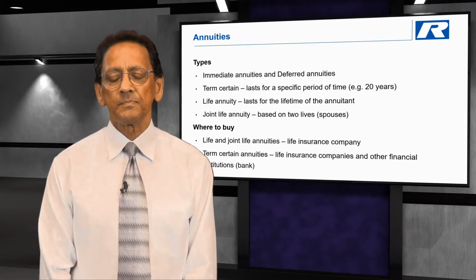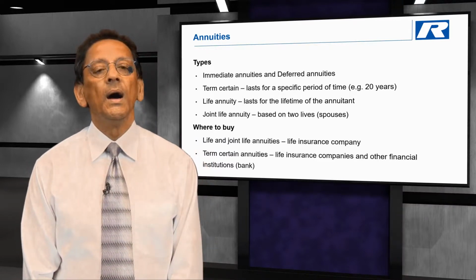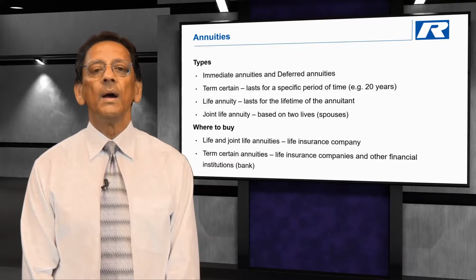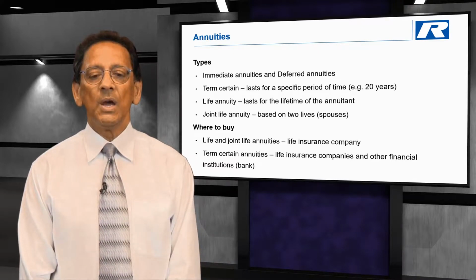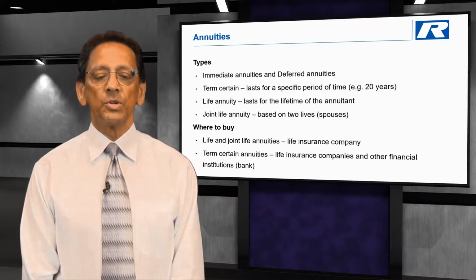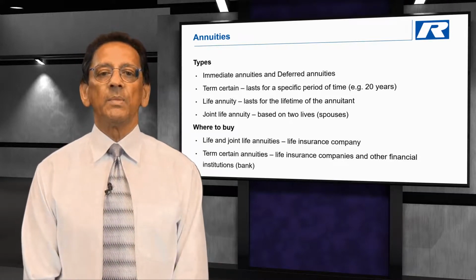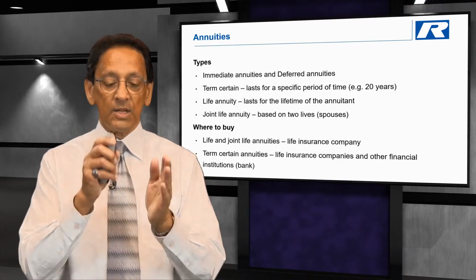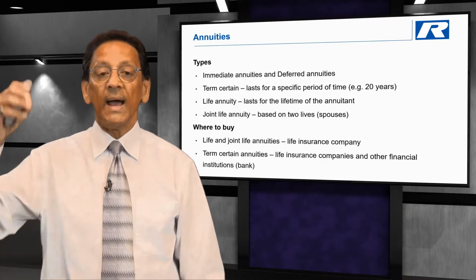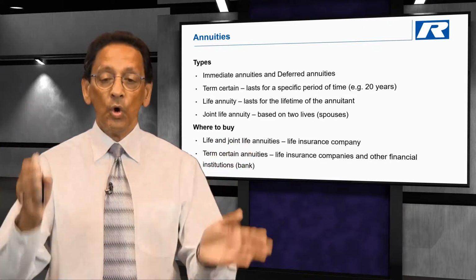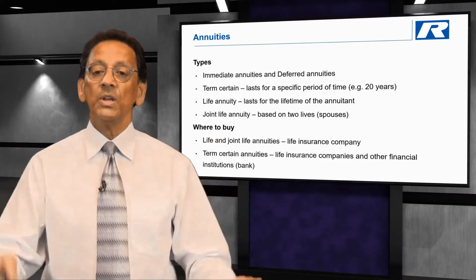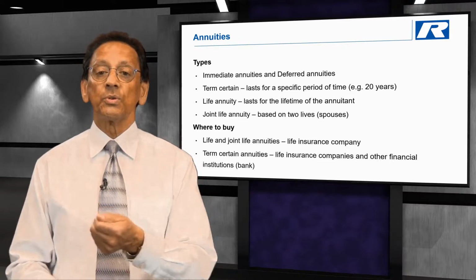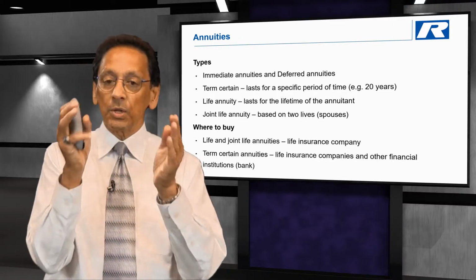In addition to that, we have two types of annuities in terms of the term of these annuities. We can have a term certain annuity. So you can say, I want to receive payments for 20 years. And so they'll calculate that and you will receive a payment for the next 20 years. At the end of the 20-year period, no more payments are payable. The annuity is terminated, everything is done. This is a term certain annuity. So it's an annuity for a specific term.